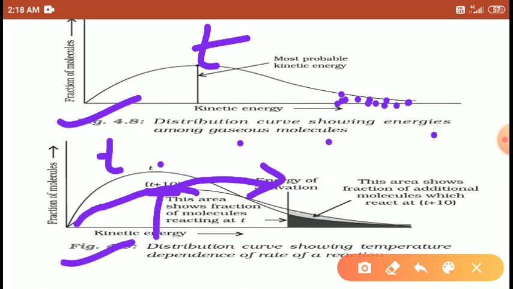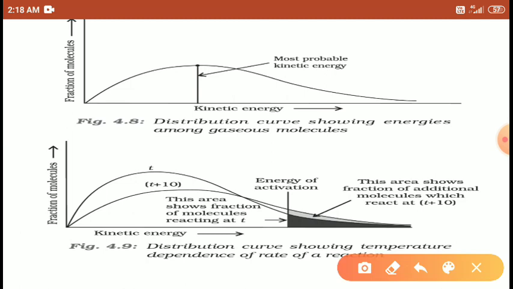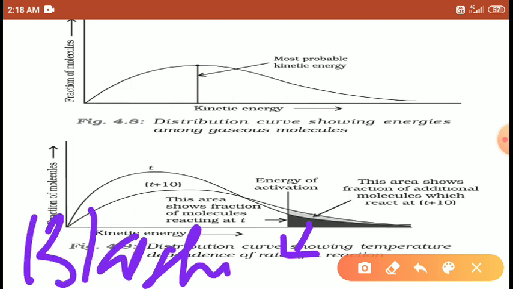Here at the temperature T, the molecules have the most probable kinetic energy at this level only. This is the fraction of molecules having the most probable kinetic energy, and they form more product here. Look at the previous graph, the black shade mentioned in the previous graph.